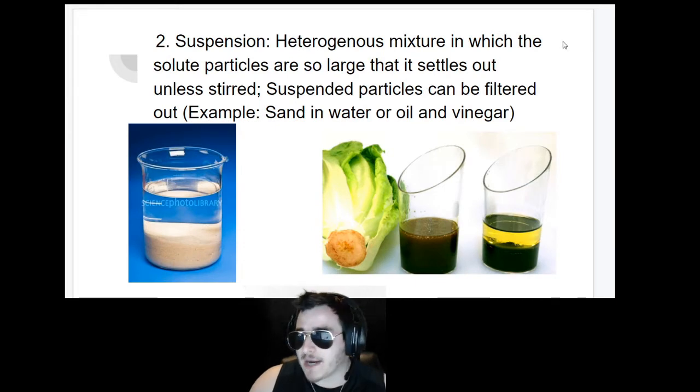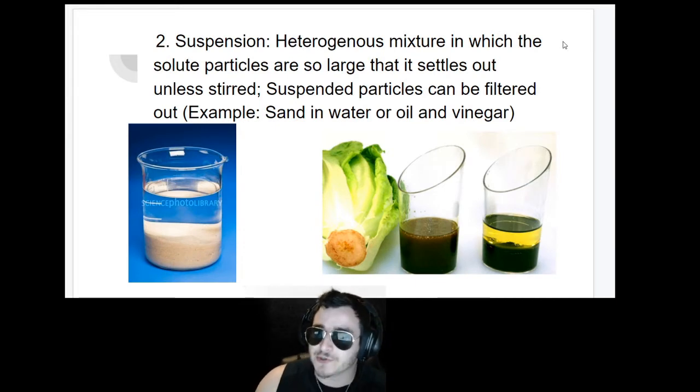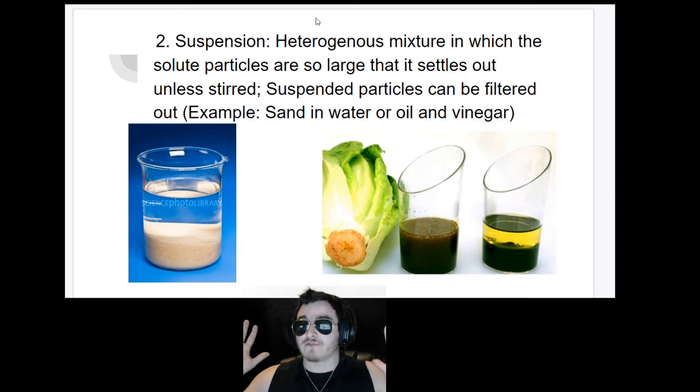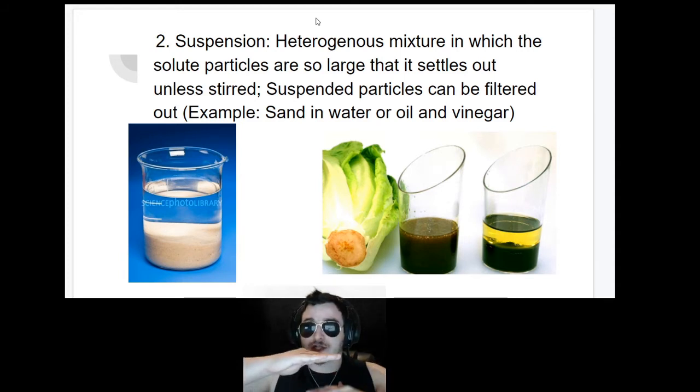Next, we're going to discuss a couple of different terms. They're not exactly solutions. The more so, they are heterogeneous mixtures. And those two terms are suspensions versus colloids. And a suspension, it's always apparent that you can see different layers. A suspension, there are different layers. And so let's read the exact definition. A heterogeneous mixture in which the solute particles are so large that it settles out unless stirred. AKA, if you leave it alone for a little bit, you're going to see a change in its appearance.